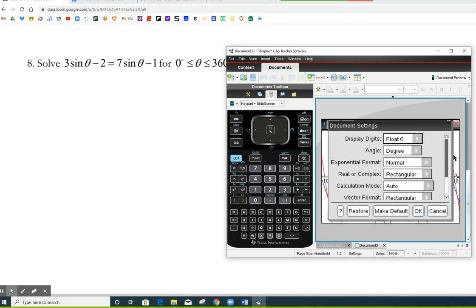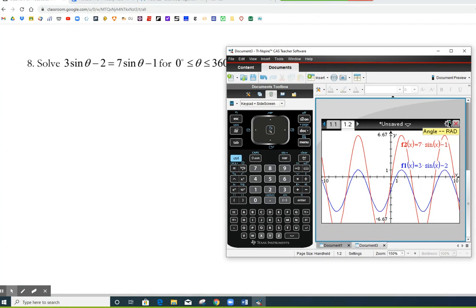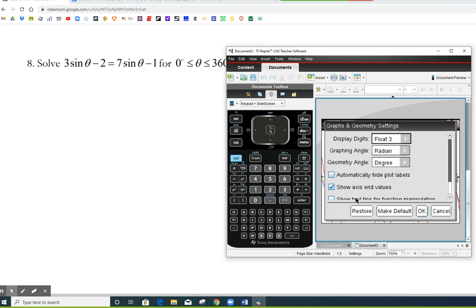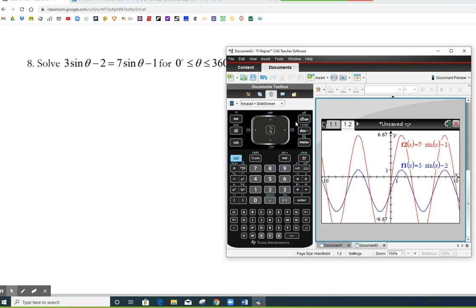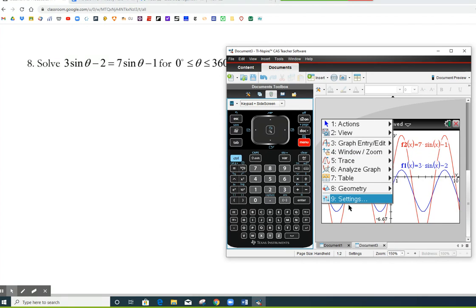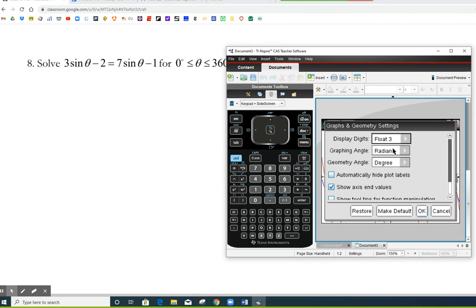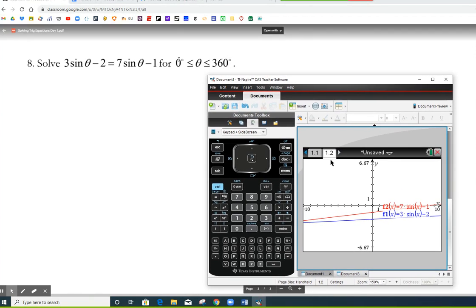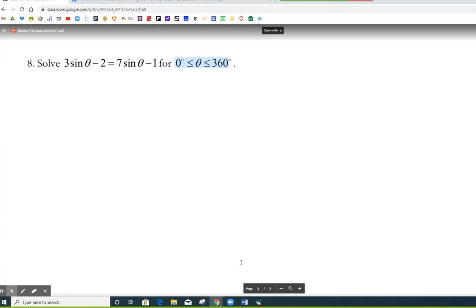to change the angle. This is weird because I'm going to change the graphing angle. So menu, settings. You got to go menu, settings, and make sure that the graphing angle is in degrees. That's different from this little gear up here. So you can do this on Desmos, probably a lot easier. Then remember, x is degrees, and we only want answers between 0 and 360.